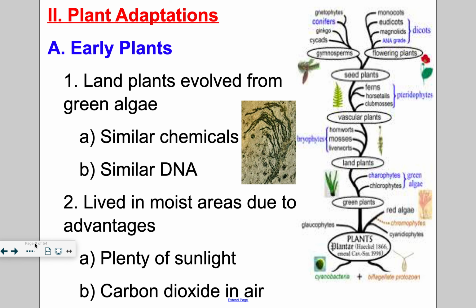And these early plants lived in moist areas due to advantages, okay? Plenty of sunlight, because it's on the edge of land, and carbon dioxide in the air instead of being dissolved in the water, being submerged. But they still had to be tied to water, hence the words moist areas. So we're going to talk about some key characteristics that plants evolved in order to live on land.